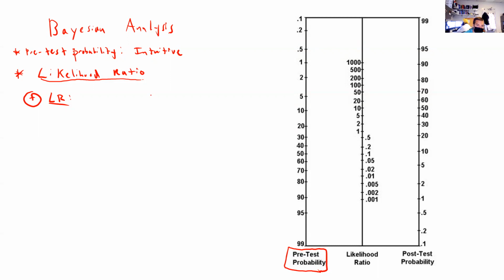So a positive likelihood ratio is sensitivity over 1 minus specificity. This is how it's calculated. And negative likelihood ratio equals 1 minus sensitivity over specificity. So a positive likelihood ratio means how much this increases the likelihood of disease if this finding is present, and a negative likelihood ratio is how much this decreases the likelihood of disease if this finding is not present.